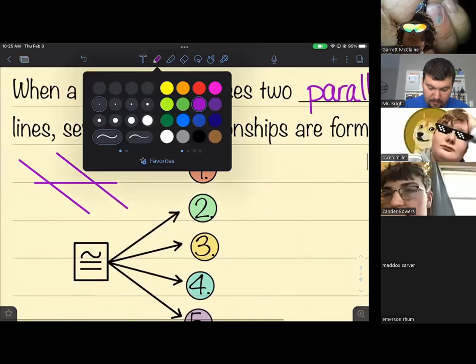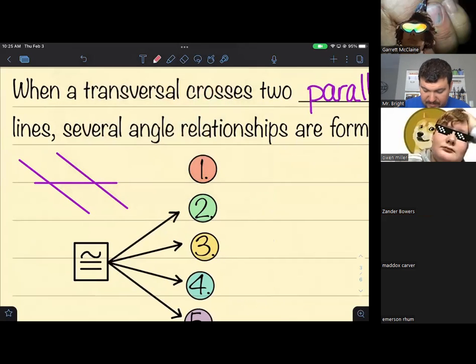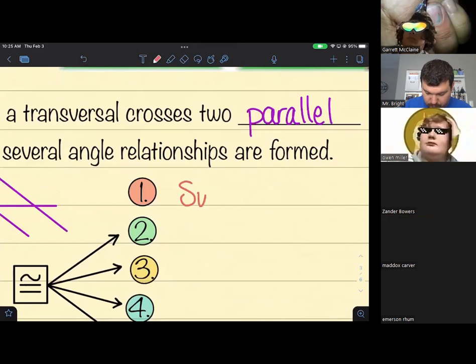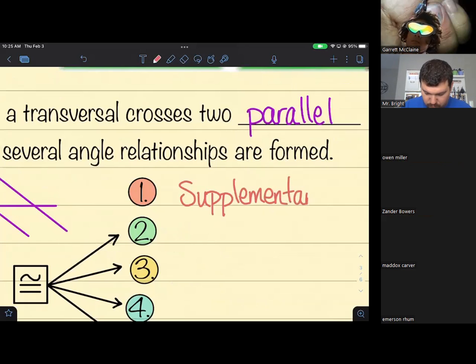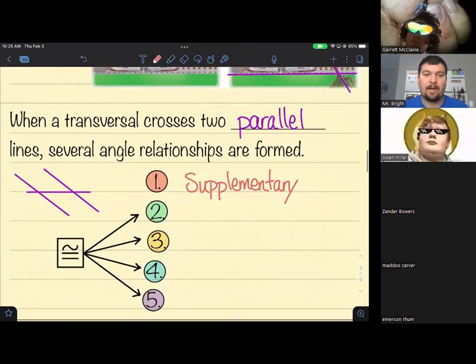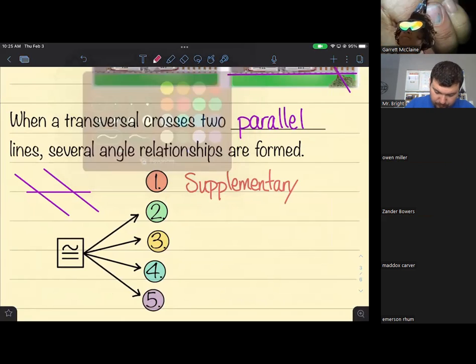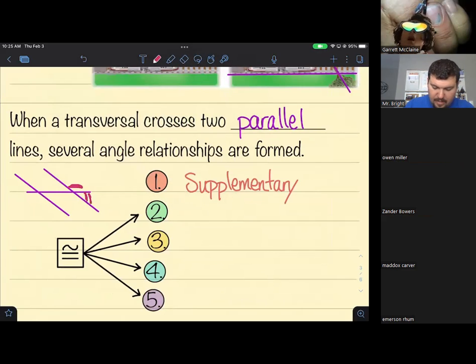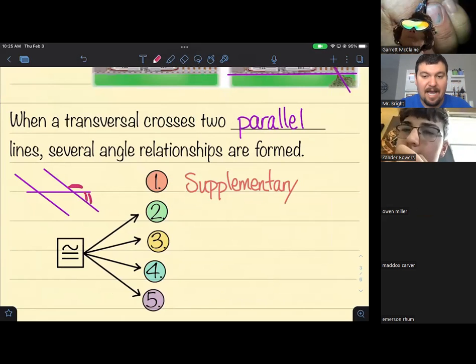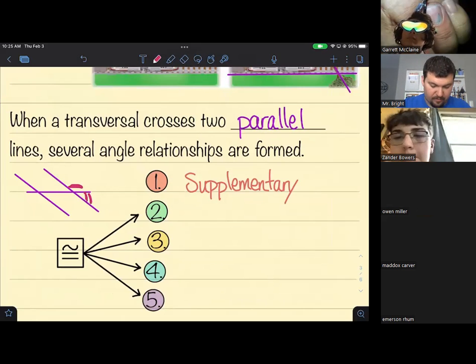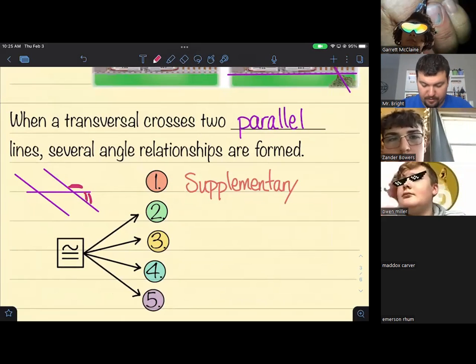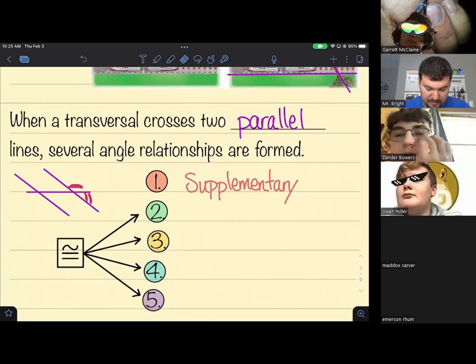So the first thing they could be is they could be supplementary angles. And we just said that means they would add to 180 degrees. So for example, if I gave you this angle and this angle, I know that they're not the same size, but because they sit on that straight line, that slanted line, they're going to add up to 180 degrees. Therefore, they're supplementary. So supplementary angles exist.